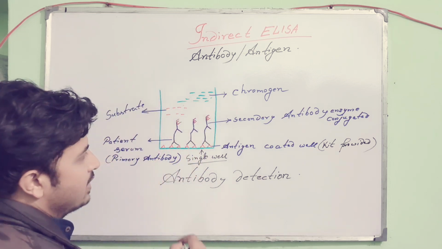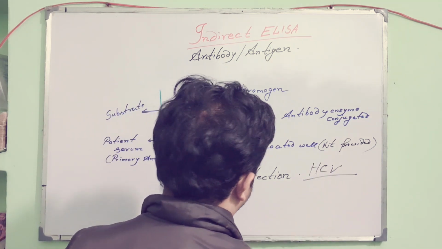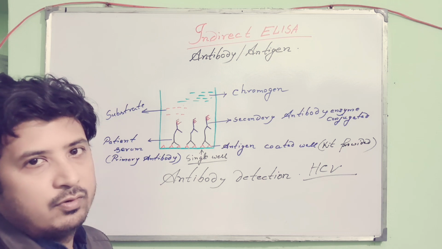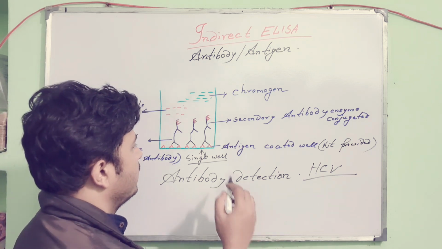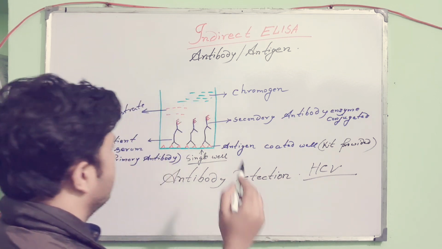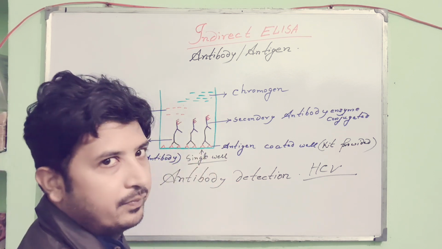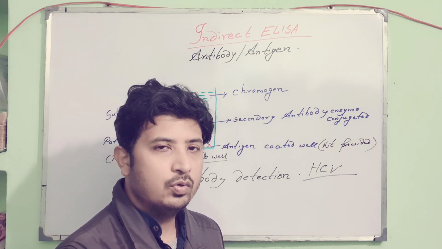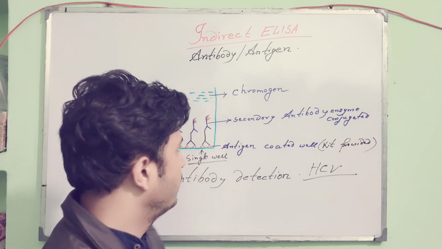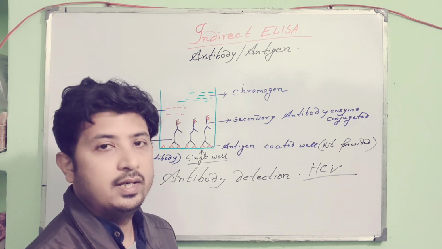Let's have an example: HCV, hepatitis C virus. We are here to find whether the patient is positive for HCV antibody. These wells are coated with HCV antigen, and the next step is to inoculate the wells with patient serum. We don't know whether the patient is positive; if so, the serum will contain the antibody. If the patient serum is negative for the virus, it will not have the particular antibody.